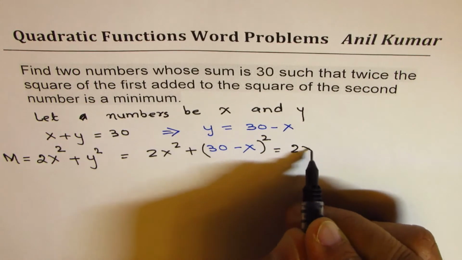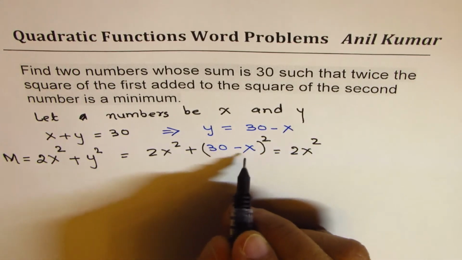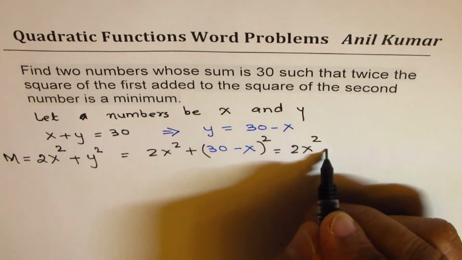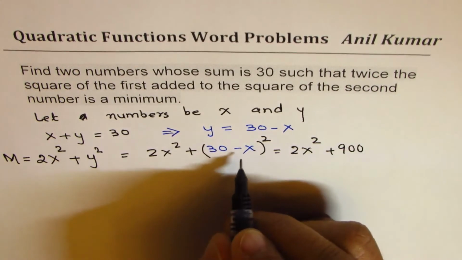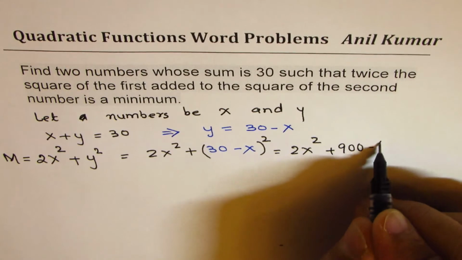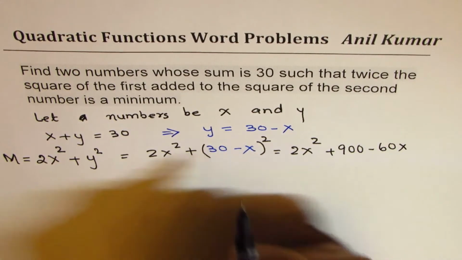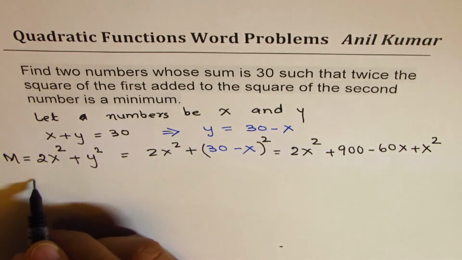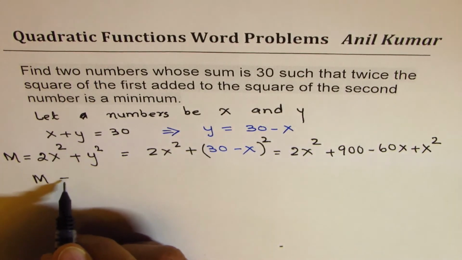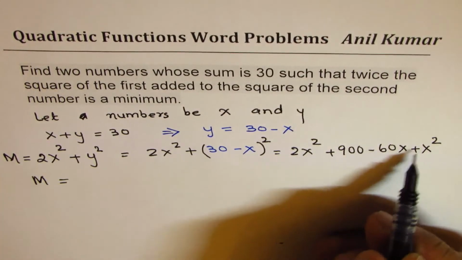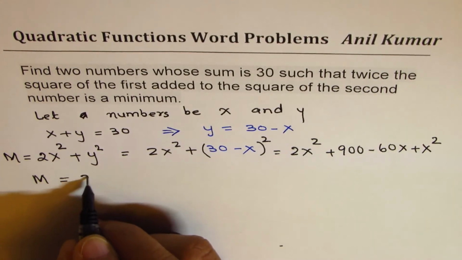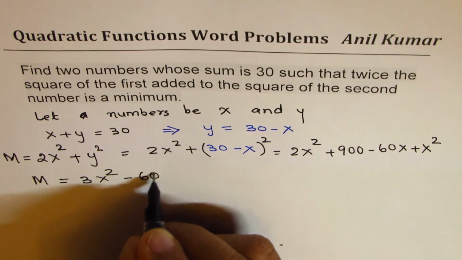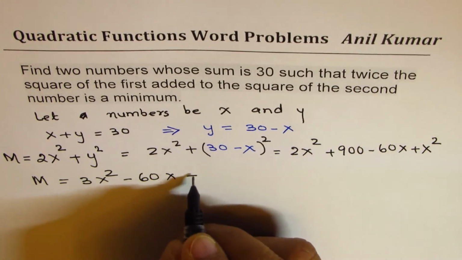So let's expand this. We have 2x squared, and for a minus b whole square, a squared is 30 squared, which is 900, minus 2ab means minus 60x, and b squared, which is plus x squared, right? So we can write our expression, which we're looking for a minimum, as, combining these terms, 2 and 1 means 3x squared, minus 60x, plus 900.